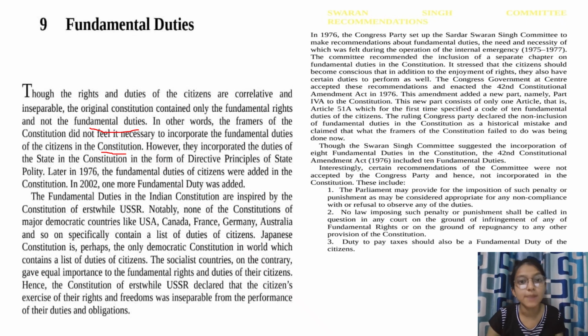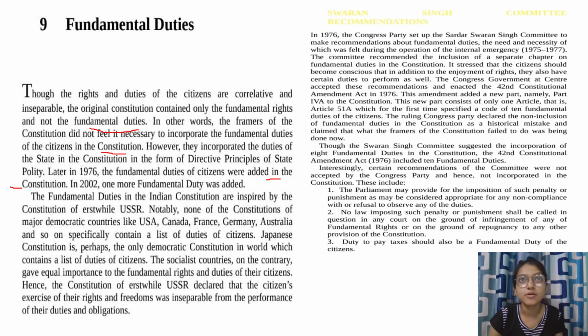We have the DPSP, certain guidelines and certain principles dedicated for the state to govern the state for the better development of the country. Later, in 1976, the fundamental duties of citizens were added in the constitution. In 2002, one more fundamental duty was added to the other duties that had been incorporated earlier. The fundamental duties in the Indian Constitution are inspired by the Constitution of erstwhile USSR.